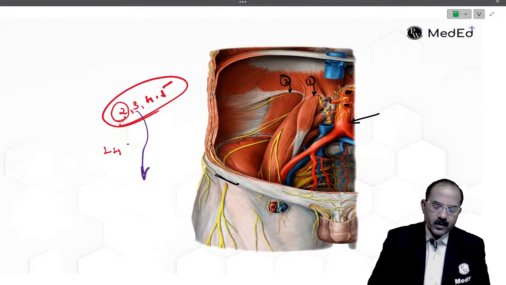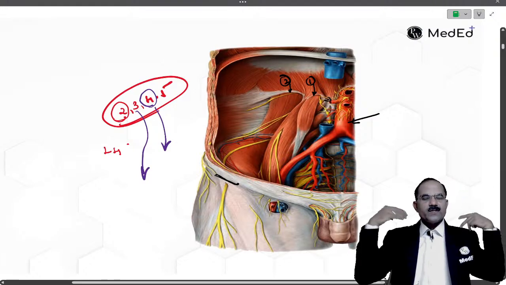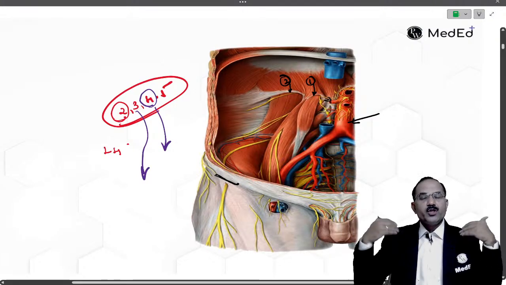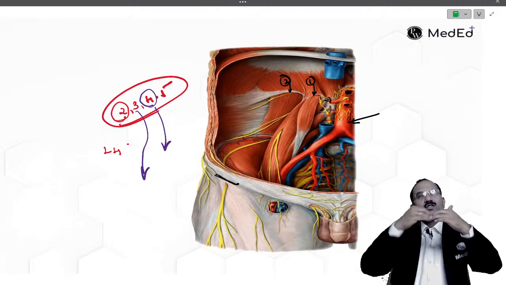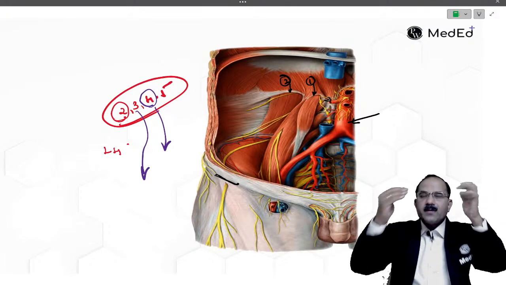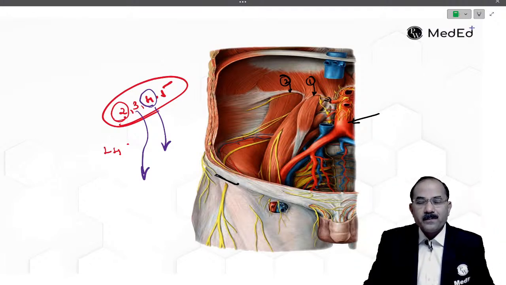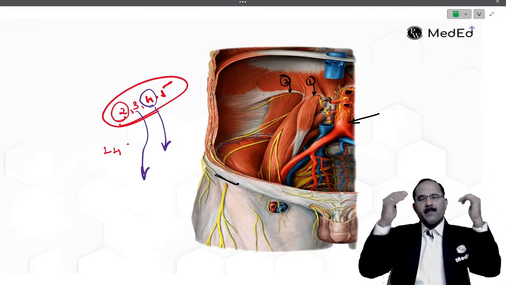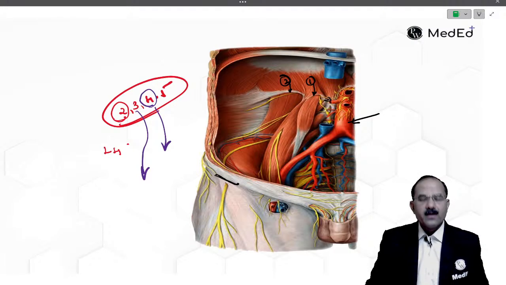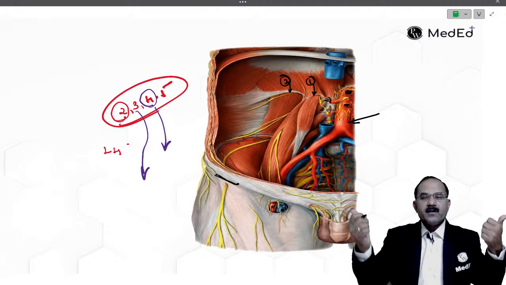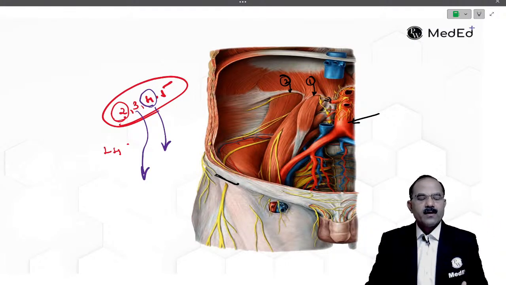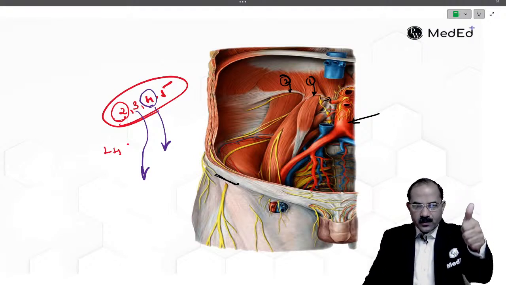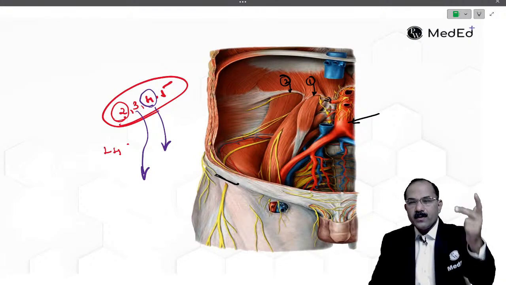What is 4? 4 would be lateral branches, and the lateral branches are given to paired organs. The first branch goes up to supply the diaphragm from the inferior aspect, since we are in the abdomen. That is the inferior phrenic. The second supplies the suprarenal gland, the middle suprarenal. The third is renal, and the fourth is gonadal. So the 4 lateral branches: inferior phrenic, middle suprarenal, renal, and gonadal.